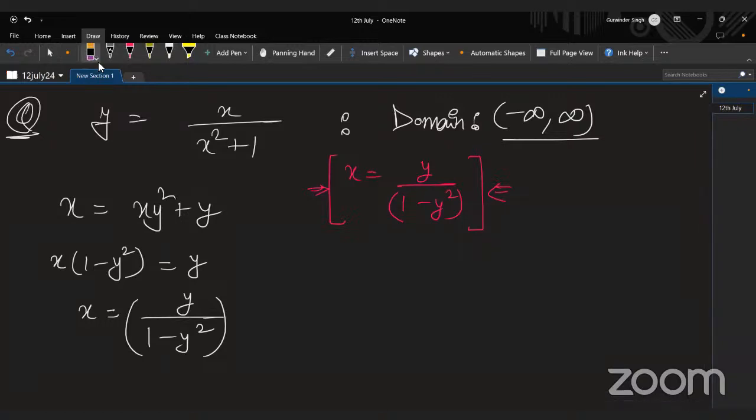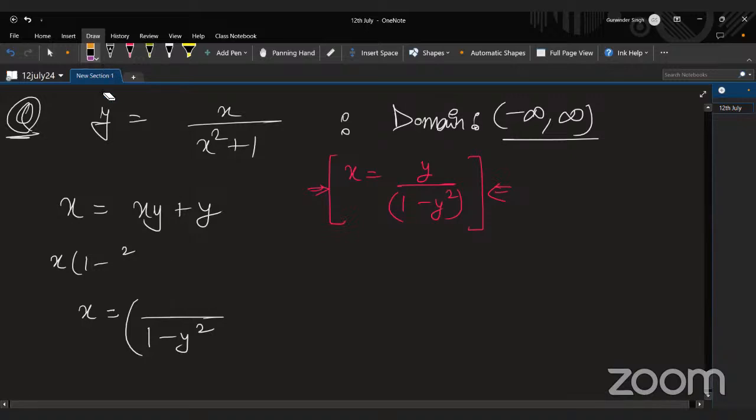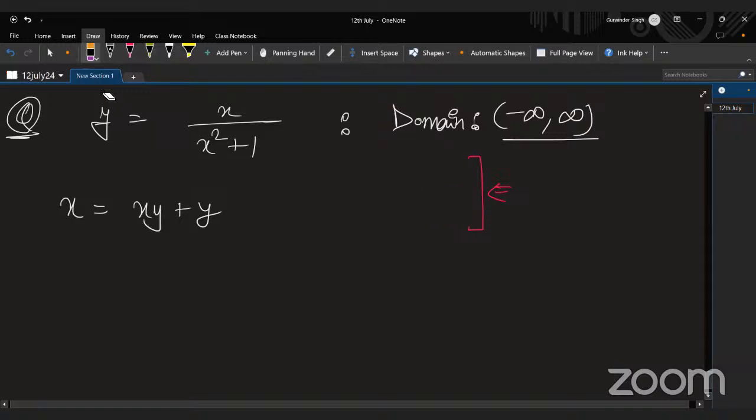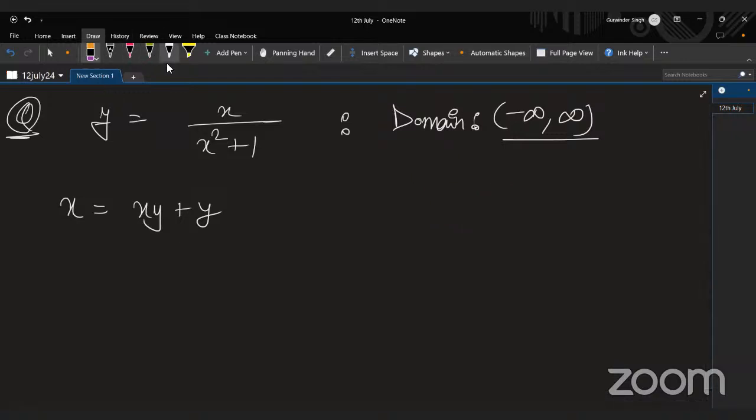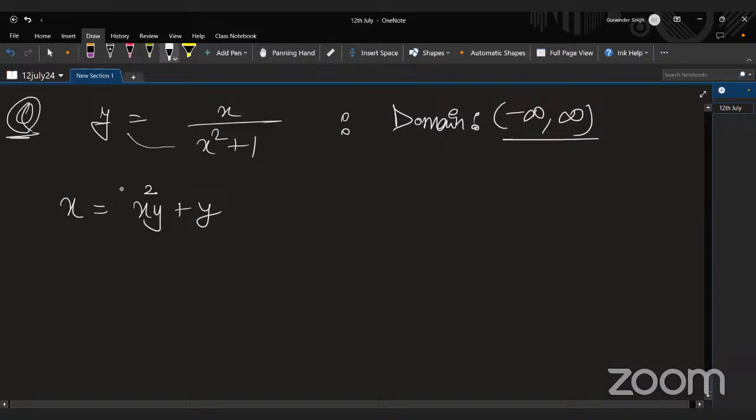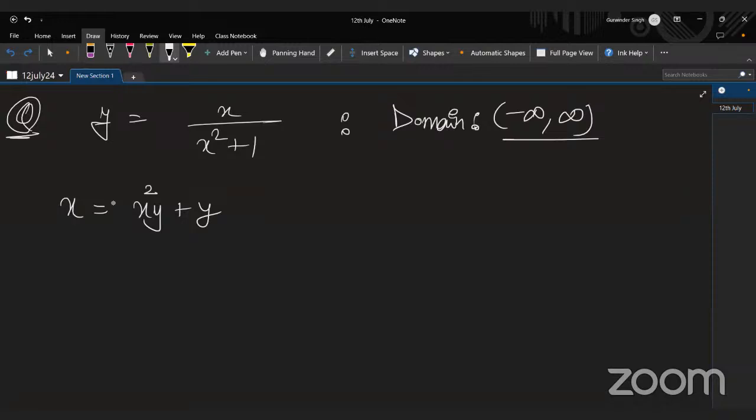Okay, sorry. Please figure out if I make a calculation error. Sometimes there is error in calculation. Okay, so it should be x square y plus y, right? I am multiplying this thing. I'm cross multiplying it, right? So it will be x is equal to x square y plus y. Okay, this is correct now.